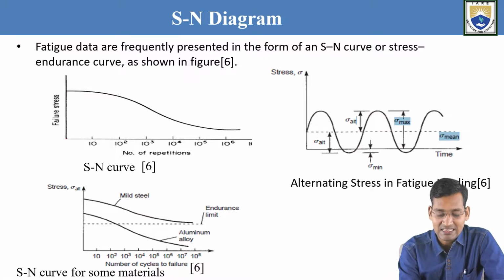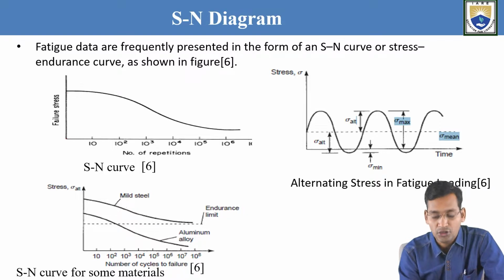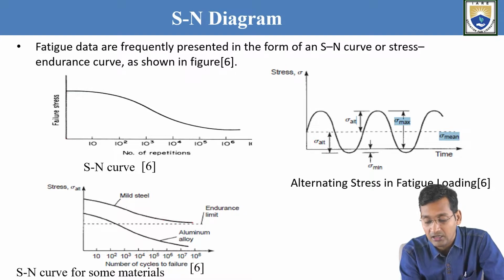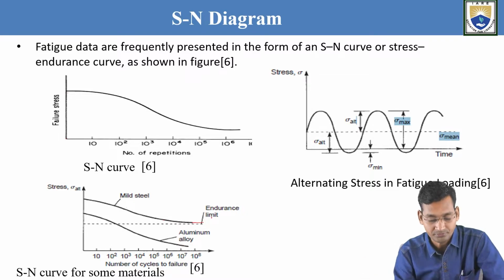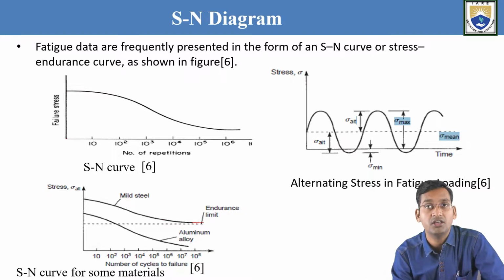So this is the SN curve for some materials, right? In this curve, just see here, this is for mild steel and this is for aluminum alloy. Already we discussed that mild steel has almost infinite life. So just see, once you reach around 10 to the power 5, that is almost 1 lakh, what happened? It starts remaining constant. As the number of cycles increases, 10 to the power 7, 10 to the power 8, it goes like this. Even after applying 10 to the power 8 times the stress, it's still not getting failed.